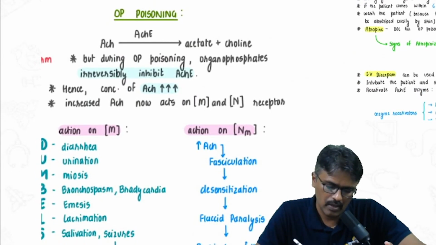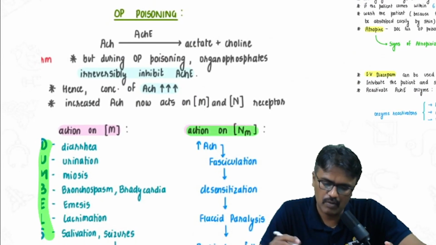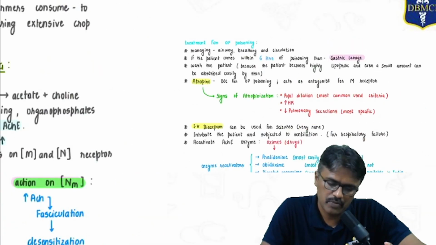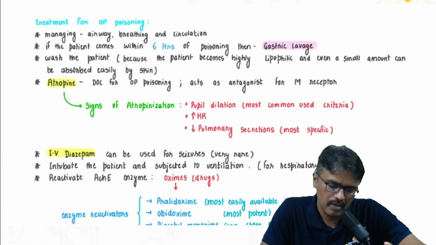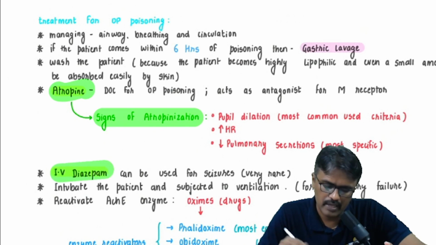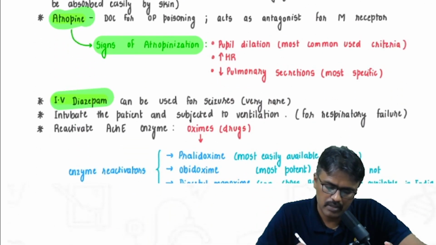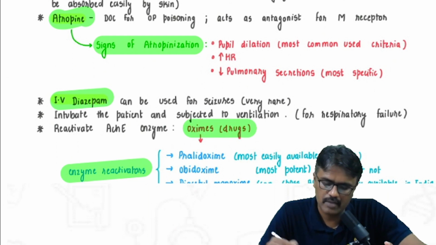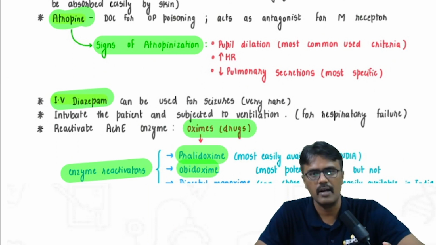OP poisoning. What are the features in OP poisoning, and what are the steps to be taken in OP poisoning? Managing airway, atropine, what are the signs of atropinization? Should we use diazepam? Then what are enzyme reactivators? They are called oximes, pralidoxime, obidoxime. Those things are discussed in the class.